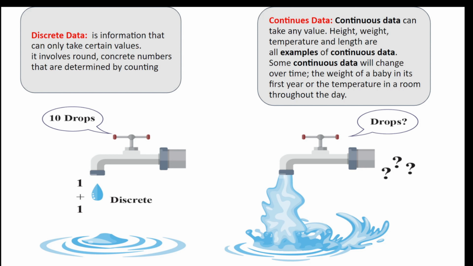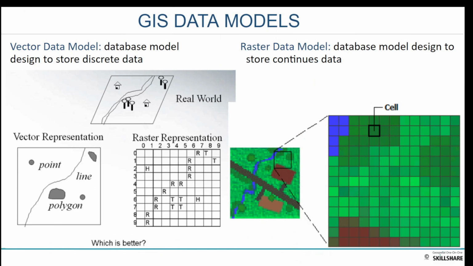uncertainty in there. If we look at the example I have here, if you open the tap big, we cannot tell how many drops of water make this flow. So that's one of the things I want to draw our attention to. That brings us to the GIS data models. In GIS, we have two basic data models. One we call the vector data model, the other we call the raster data model.